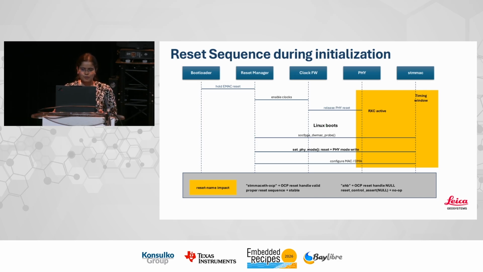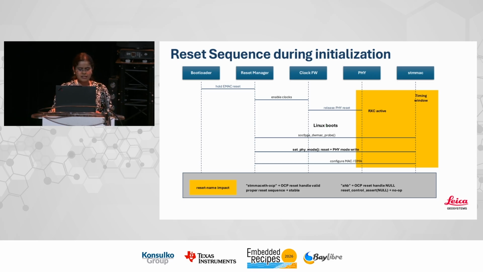But so far from the story, understanding all the reset sequences and reverting this patch, I tried to restructure this initialization path and understand what is really happening. Initially, we have a bootloader which keeps the EMAC in reset. The clocks are enabled, and then we release the PHY out of reset. But when the kernel boots, we use the glue driver to probe. And then the PHY mode has to be set.